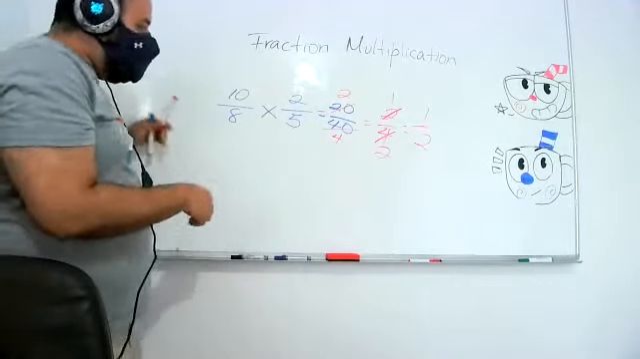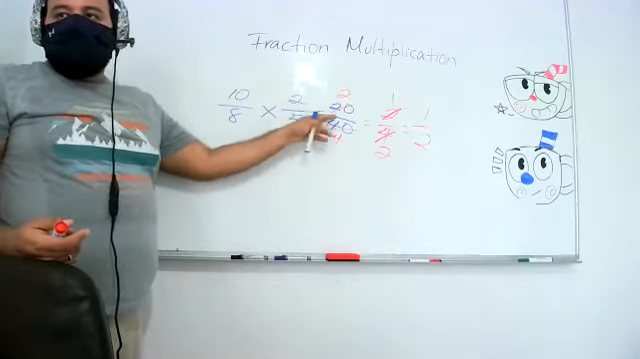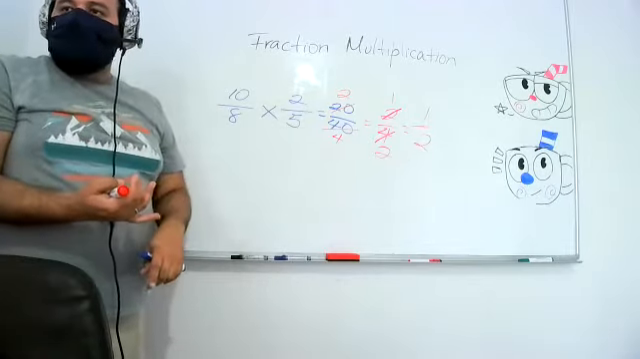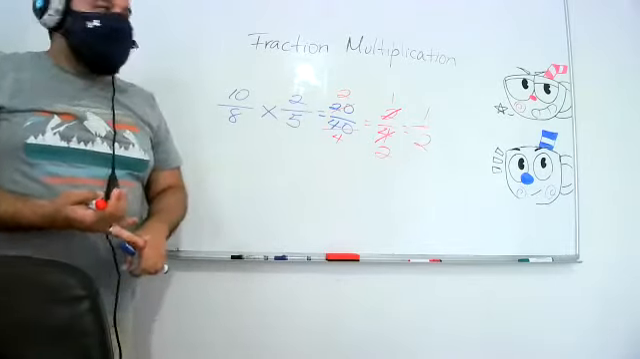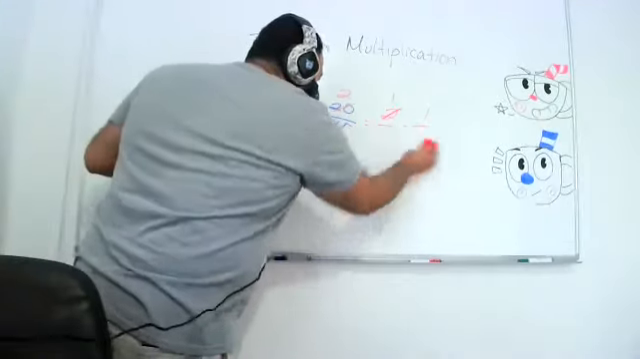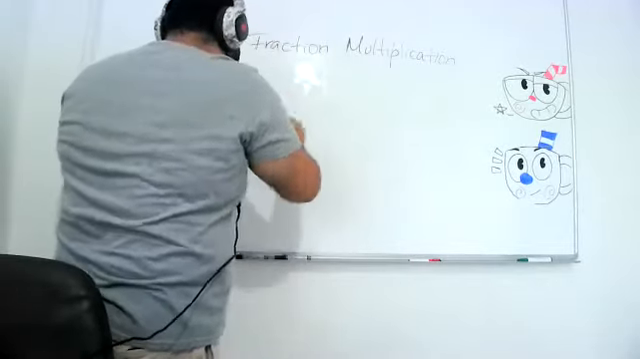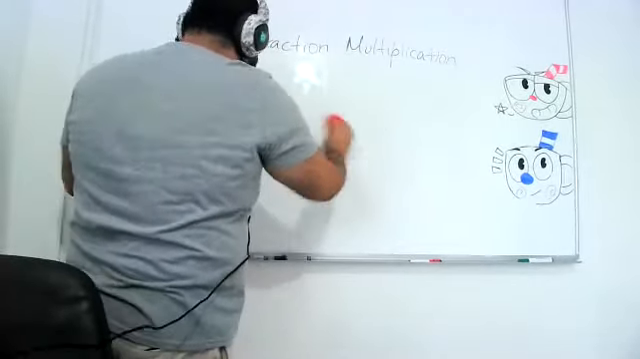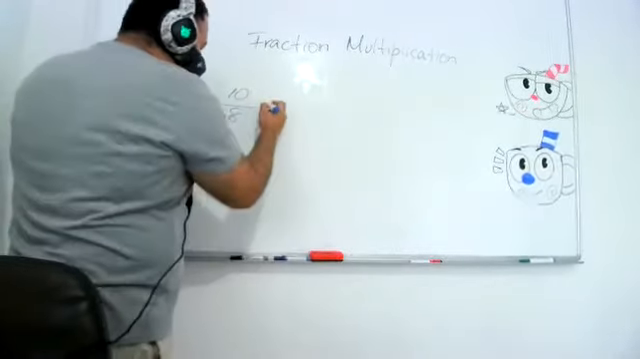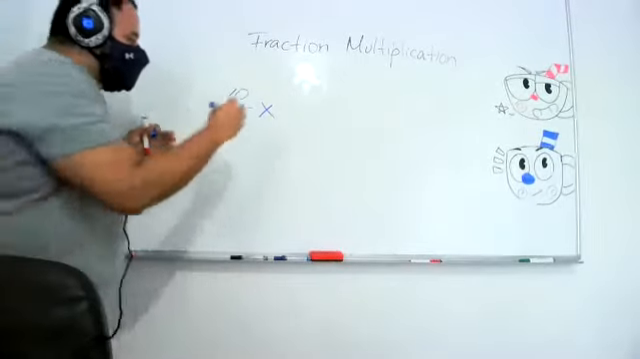Okay, so in this case, it was easy to find the common factor between 20 and 40 because both of them were divisible by 2. Okay, later on, I will show you how to find it when they are not that easy. But let's come back here. I want to show you something.